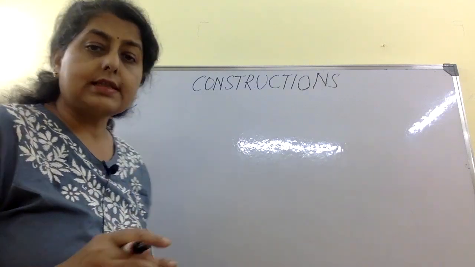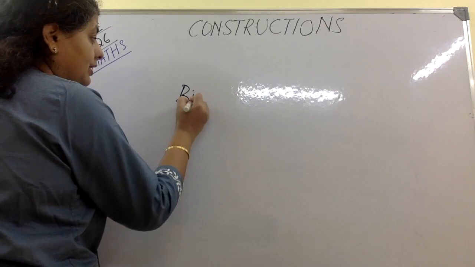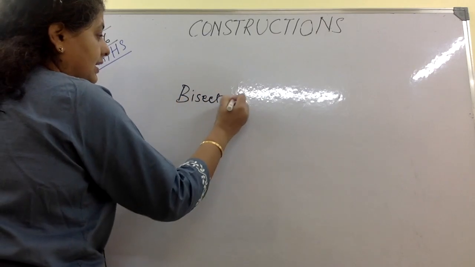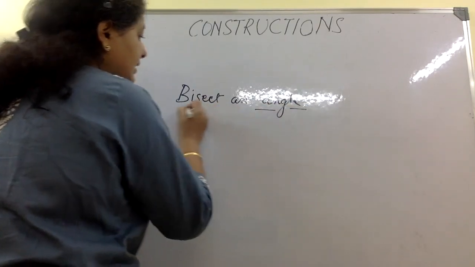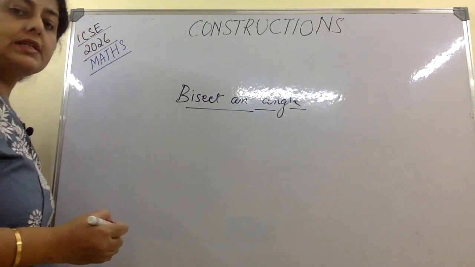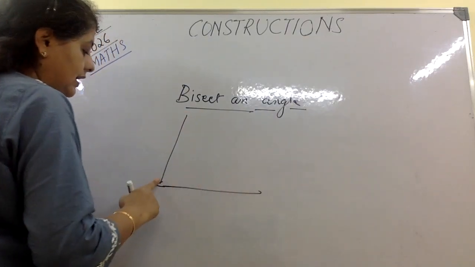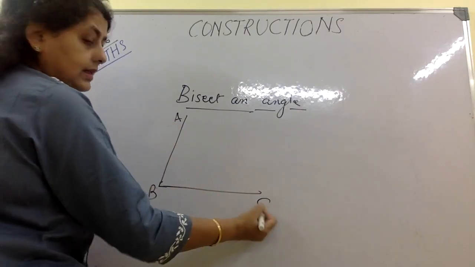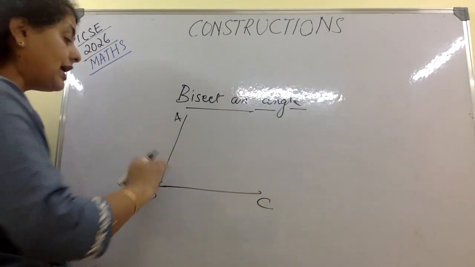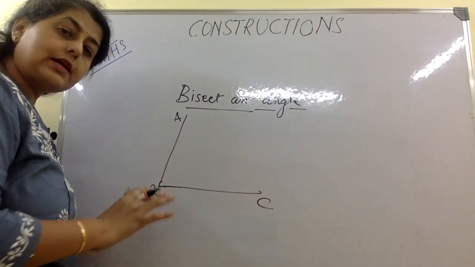So let's quickly start. First, how do we bisect an angle? Okay, if you are bisecting an angle, then if I have an angle which is 45 degree, here we have an angle which is a 45 degree, angle ABC. This angle is 45 degree. Now I want to cut it into half without a protractor. Without a protractor, I want to cut it into half.